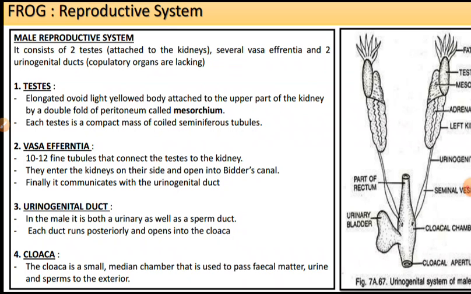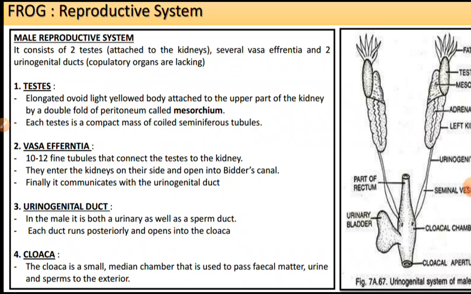breeding season. The inner lining of the seminiferous tubules is formed by germinal epithelium, and this germinal epithelium produces spermatozoa. These spermatozoa are carried out by the vasa efferentia and Bidder's canal. About 10 to 12 narrow ducts called vasa efferentia arise from each side of the testis and open into a Bidder's canal present along the inner margin of the kidney.